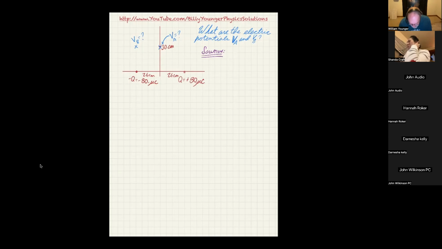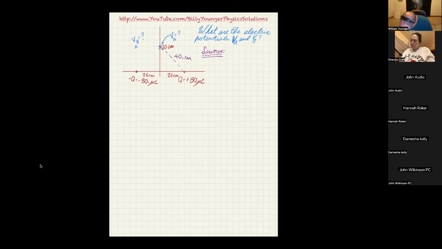You can also check and see that if you take 30 squared plus 26 squared, that gives me 1,576. When I take the square root of that, you can see that it comes up to right at 40 centimeters. So that tells us this distance right here is essentially 40 centimeters.